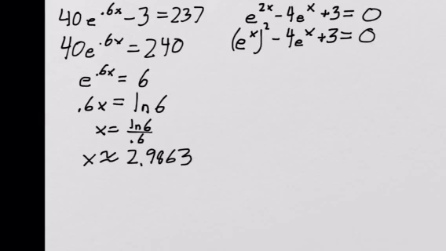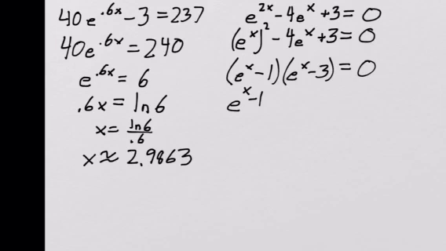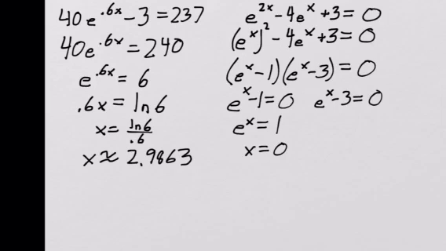We get (e^x minus 1) times (e^x minus 3) is equal to 0. We can go ahead and set each of those factors equal to 0. On this one, add 1 to both sides, get e^x equals 1. So therefore, x is equal to 0.